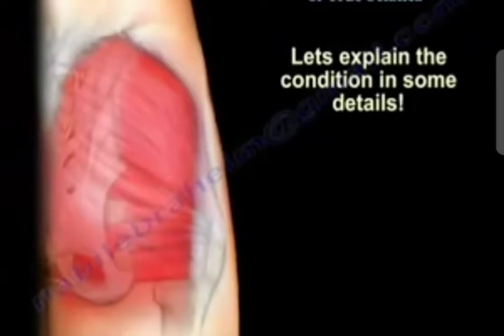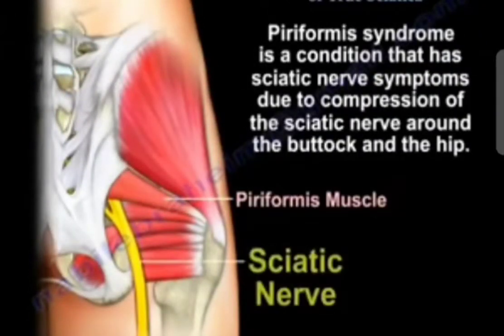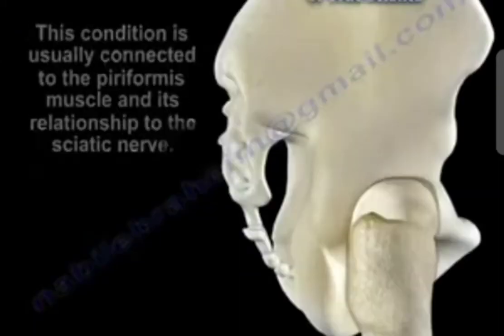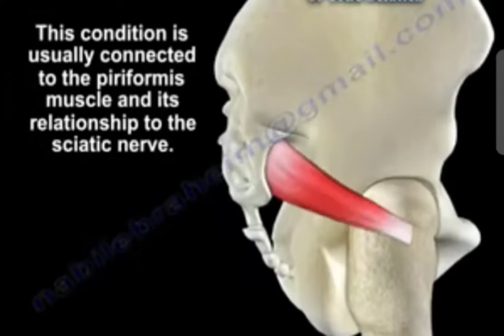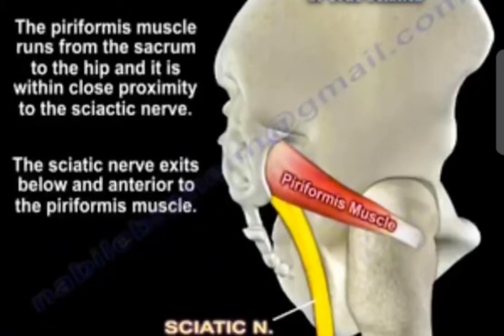So let's explain the condition in some detail. Piriformis syndrome is a condition that has sciatic nerve symptoms due to compression of the sciatic nerve around the buttock and the hip. This condition is usually connected to the piriformis muscle and its relationship to the sciatic nerve. The muscle runs from the sacrum to the hip, and it is in close proximity to the sciatic nerve. The nerve exits below it, and the nerve is anterior to it.